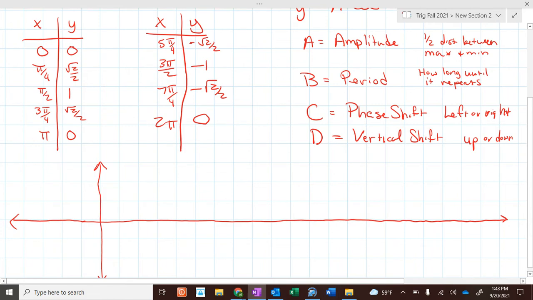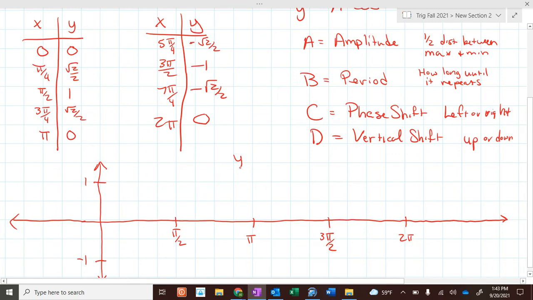Okay. So when I graph, normally I go 4 squares to get to pi over 2. Then pi would be 8 squares. 3 pi over 2 would be 12 squares. And 2 pi would be 16 squares. Okay? And then it all depends what my amplitude is, how many squares I go up and down to get to 1. Okay? But in this case, I'll go 2 squares.